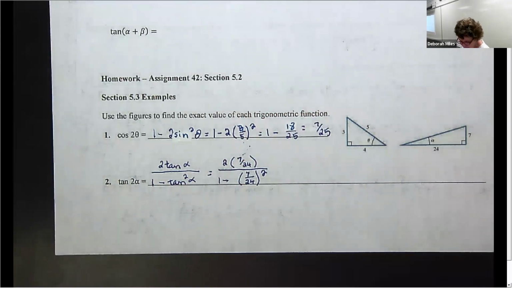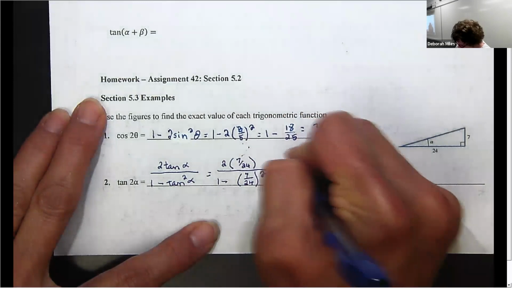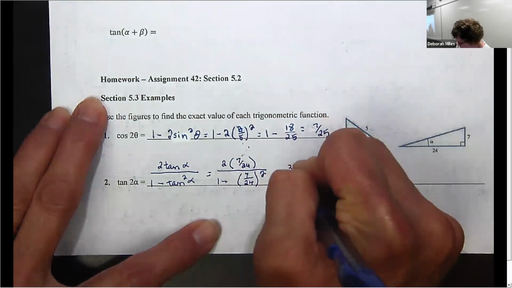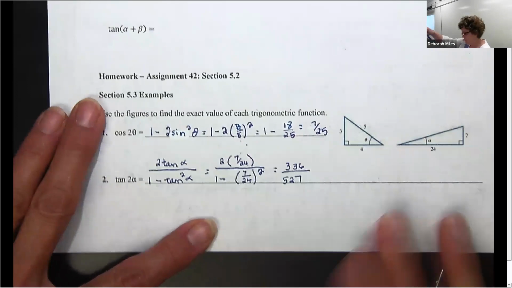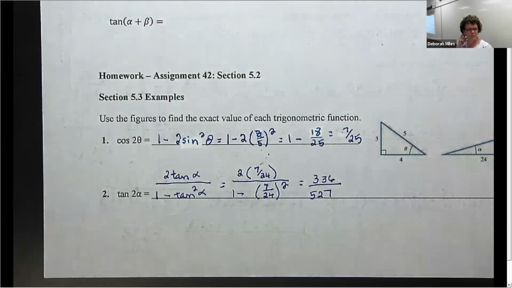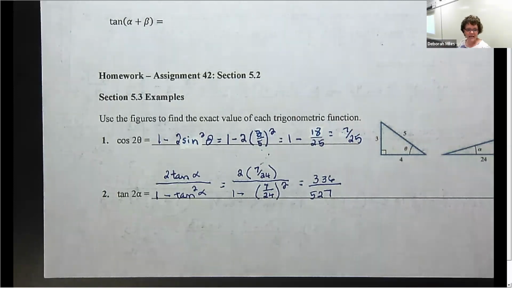And I've already calculated that. I'm just going to tell you what I got. 336 over 527. If you had to write down some middle steps, it would be okay. These two sections are pretty easy. Just because you're given a formula, all you have to do is extract the values you need from what's given and substitute into those formulas.